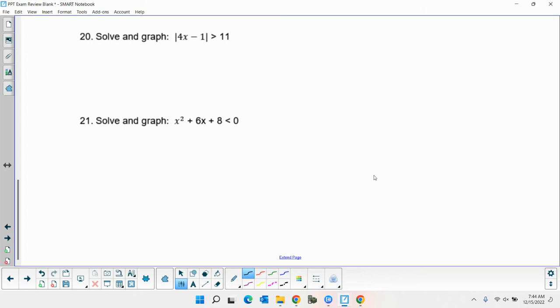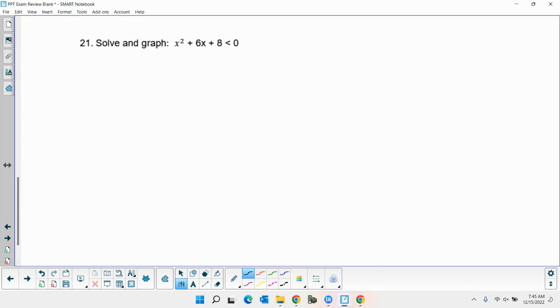All right, so we started at 21. This is a quadratic inequality. So I'm going to factor it to get what we call the critical values. And it's a regular trinomial. There's no GCF.